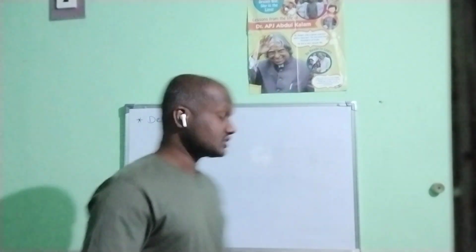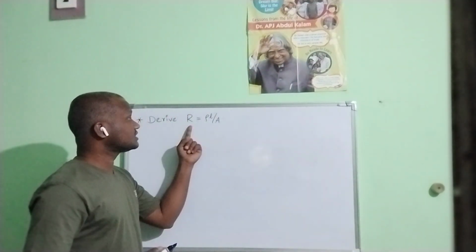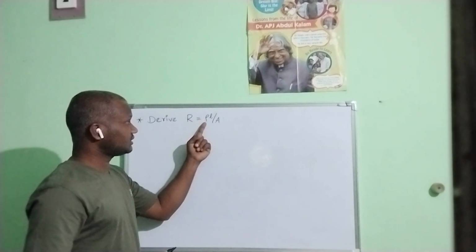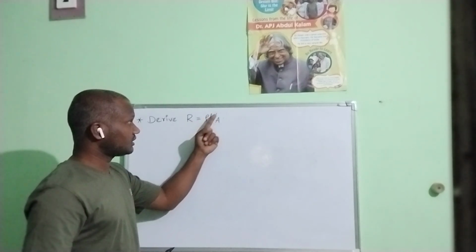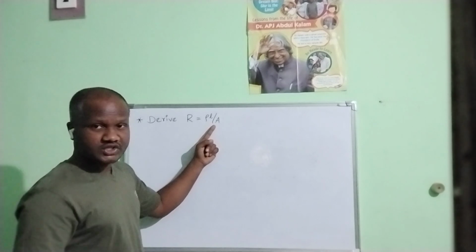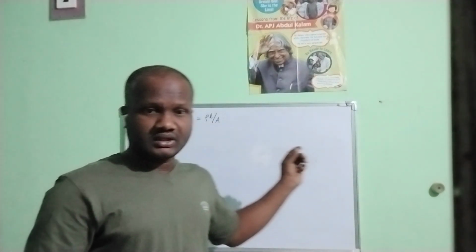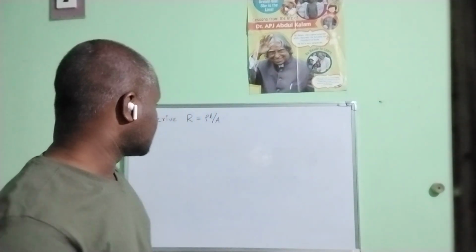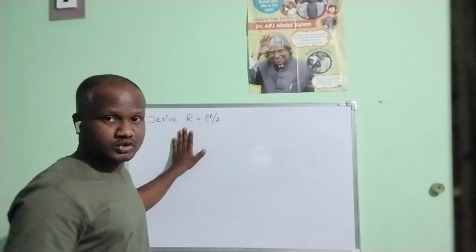Hello everyone. We have one more important question in electric current chapter 9, that is derive the expression for R is equal to resistivity into length of the conductor divided by cross sectional area of the conductor. Most of the times in exam paper we are getting this question for 2 marks.